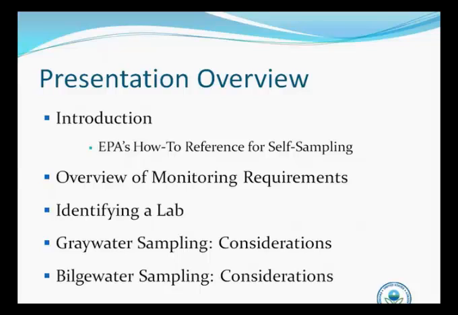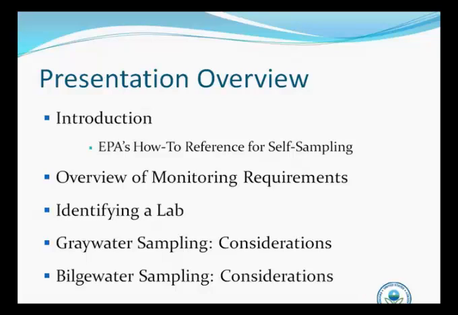I do also want to note that today's information is generally a summary of some additional reference information that we're pulling together at EPA, and we intended to have that out today. Unfortunately, we do not have it to send to you today, but we do anticipate having it in the very near future, which will discuss everything we go through today in greater detail.